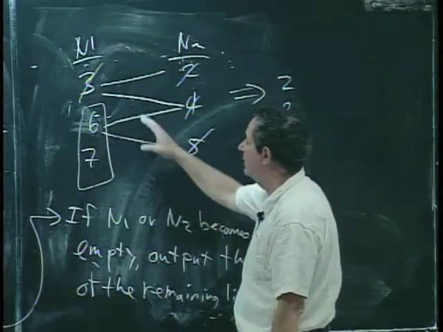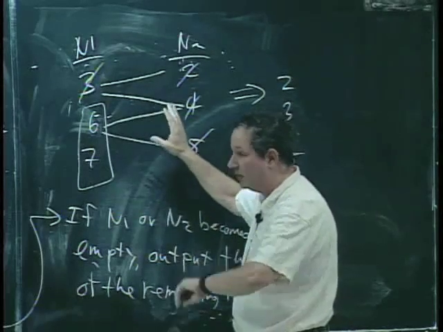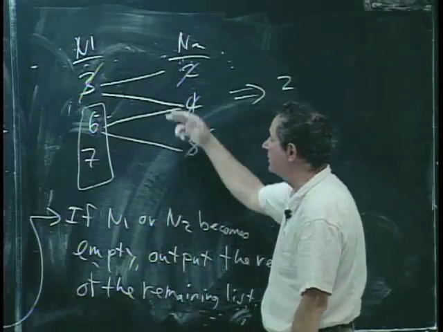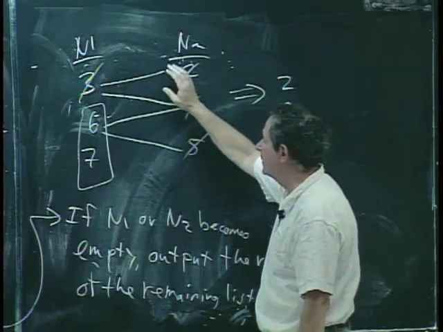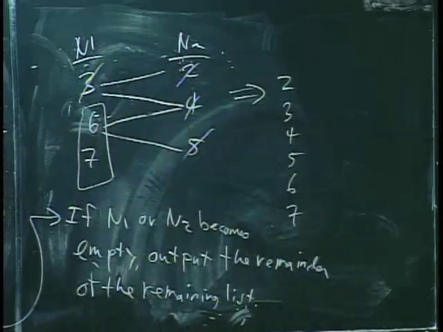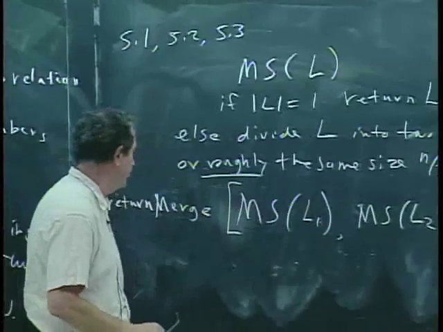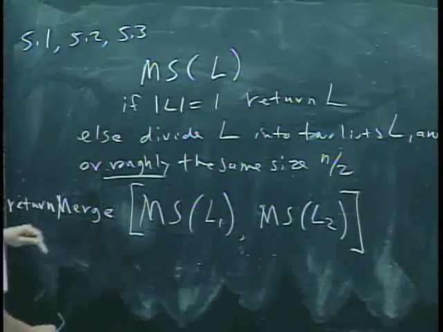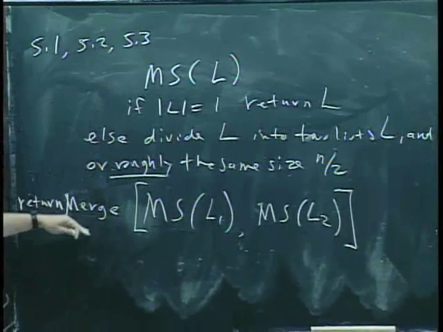Okay. Now, I only have a couple of minutes left, but I don't want to stop here. I want to at least make one more step in this whole analysis, or maybe two more steps. So here we have merge. And now that we know what merge is and we know how to merge, because we've seen the details over here, you have to ask, is this algorithm for merge sort correct?